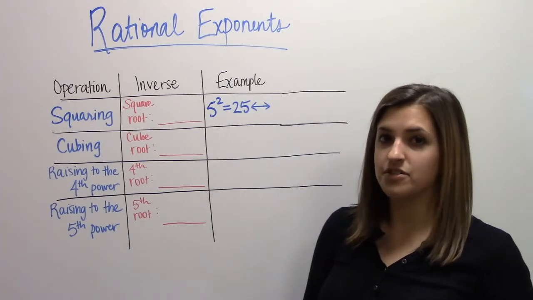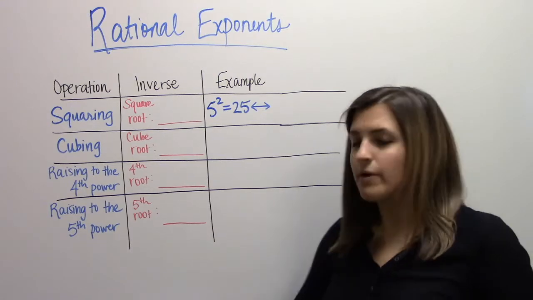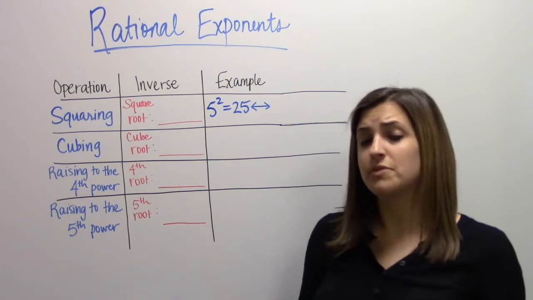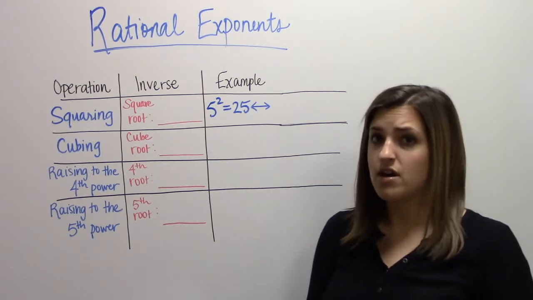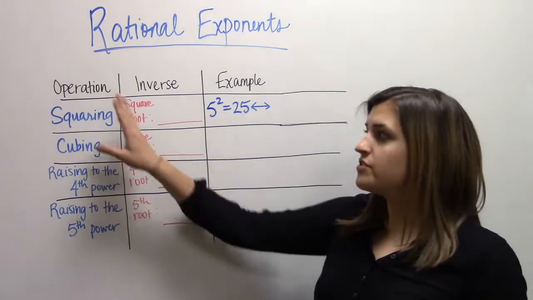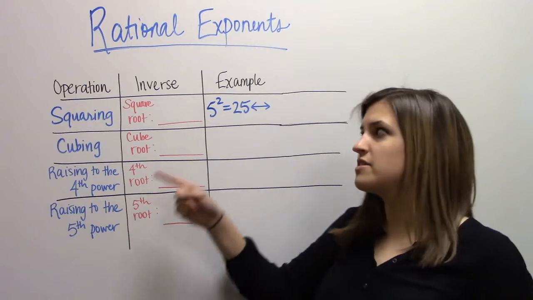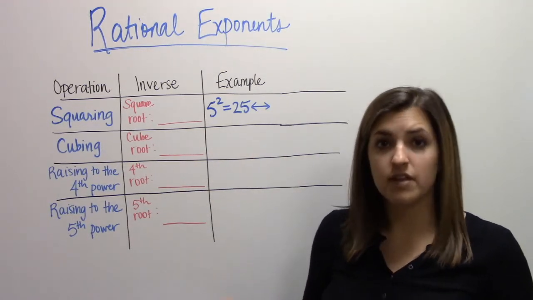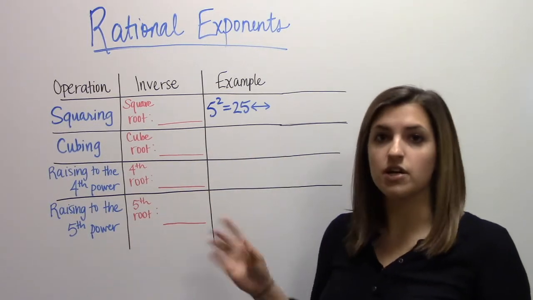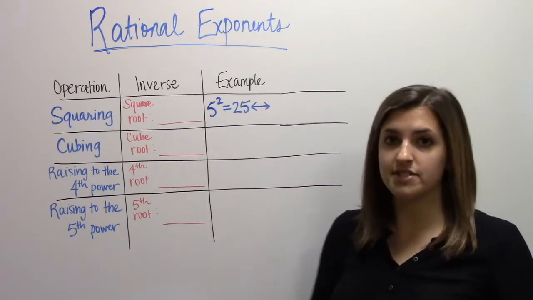Before we get into what rational exponents really look like, I want us to look at a table of new terminology that we may not have seen before. So I have a table here of different operations, and they're inverses. So operations and the kinds of things that undo them, like multiplication and division undo each other. And then I want to give an example.